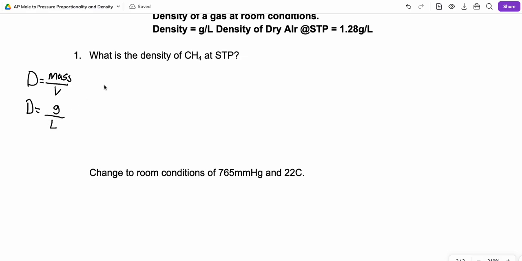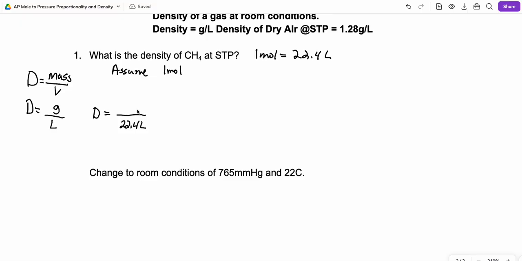All right, so the first thing that you're going to do to figure out the density at STP of any gas is you just assume that you have 1 mole of that gas. And 1 mole of any gas at STP equals 22.4 liters. So in the density problem, you automatically have the liters is 22.4 liters.